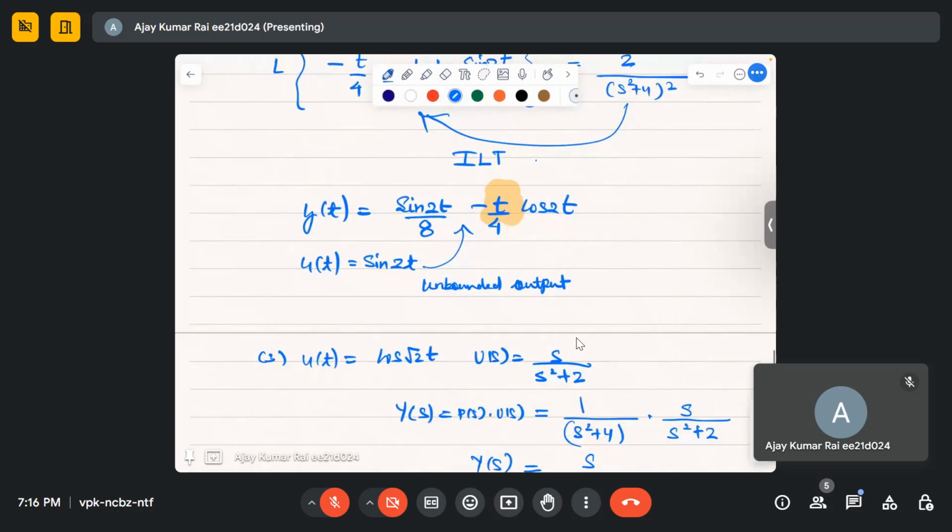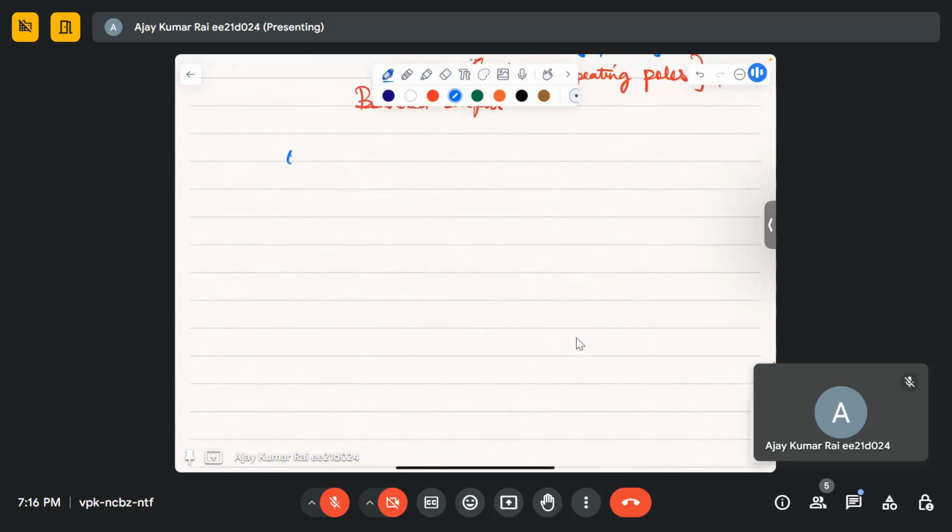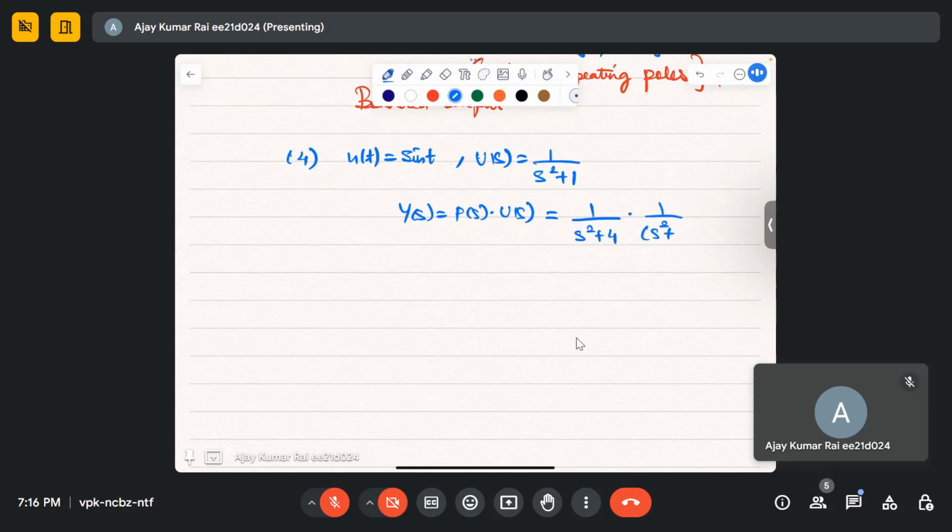And if you see the other input also, sin t, let me do it for sin t also. Fourth, u(t) is sin t, and U(s) is 1 by s square plus 1. Let's find y(s), which is P(s) into U(s). P(s) is 1 by s square plus 4 and U(s) is 1 by s square plus 1. Again you see the roots are plus minus 2j and plus minus j. So this is also non-repeating. Because of this the output will be bounded.